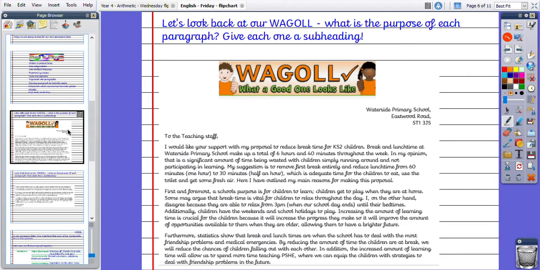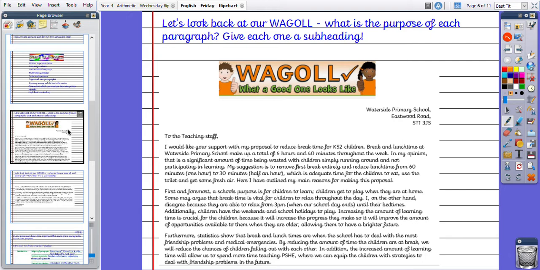So looking back at the waggle from yesterday, we are going to have a little look at each paragraph and think about how the letter is structured. Okay, so when we use paragraphs, each paragraph has got a subject, a topic. It separates all the different parts of the letter into paragraphs so they each have a purpose. So what I want you to do is skim read the waggle again, and I want you to think about if we had to give each one a subheading, each paragraph its own heading, what could it be? Okay, so that heading would summarise what's in each paragraph.